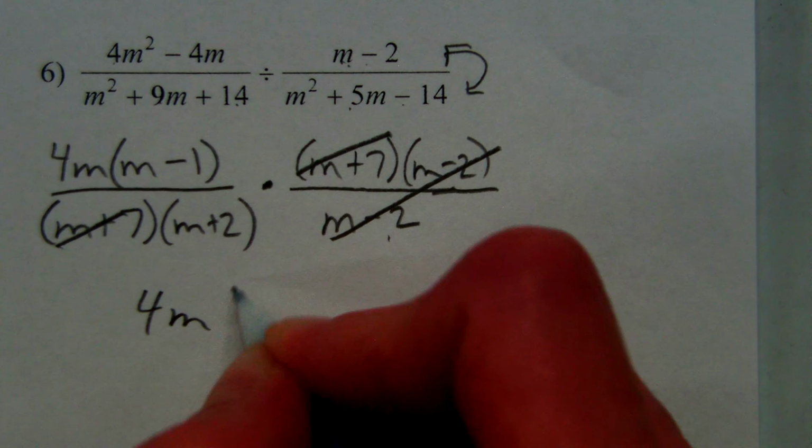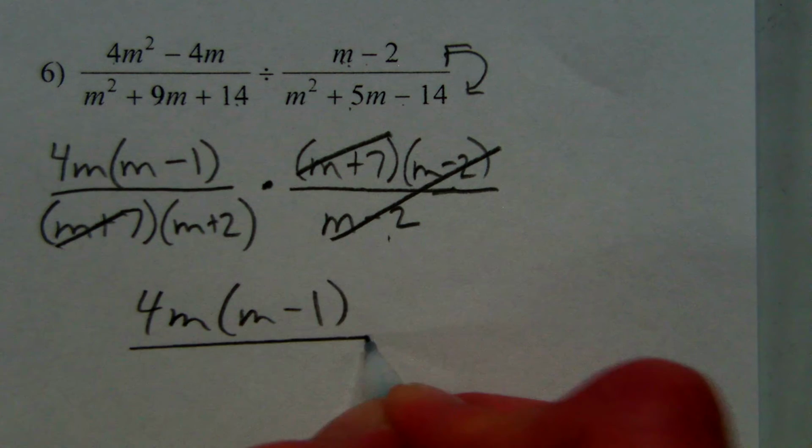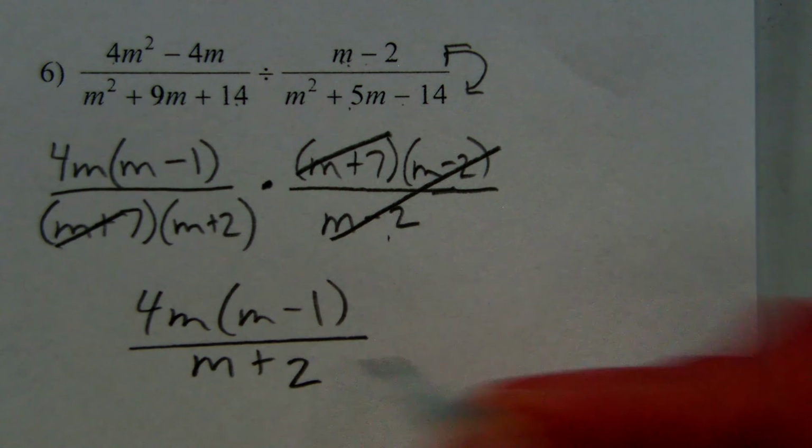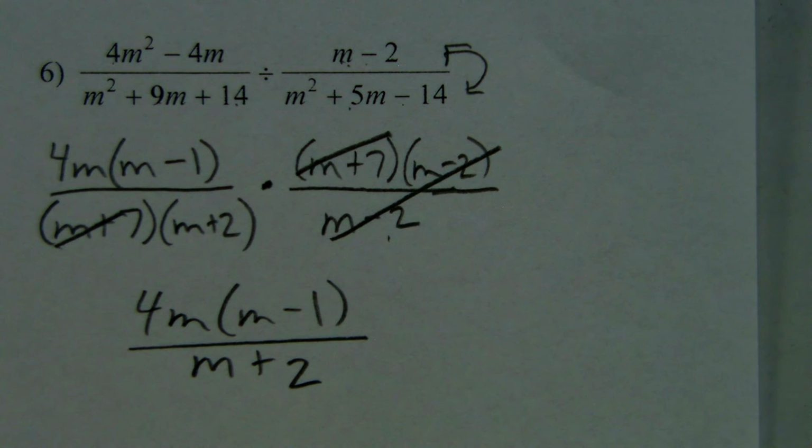So 4m times m minus 1 over m plus 2. Does anybody need to see more, or do you guys just want to start in? Honestly, that's pretty good. So if you don't get the factoring and canceling part, you should go back and look at the multiplying lesson. But really, once you flip it, it's exactly the same as what we did in the last lesson, which is good. We're not starting with something new right after spring break.